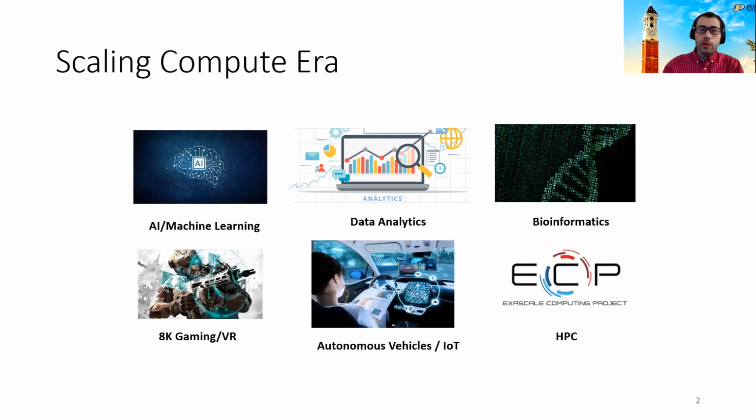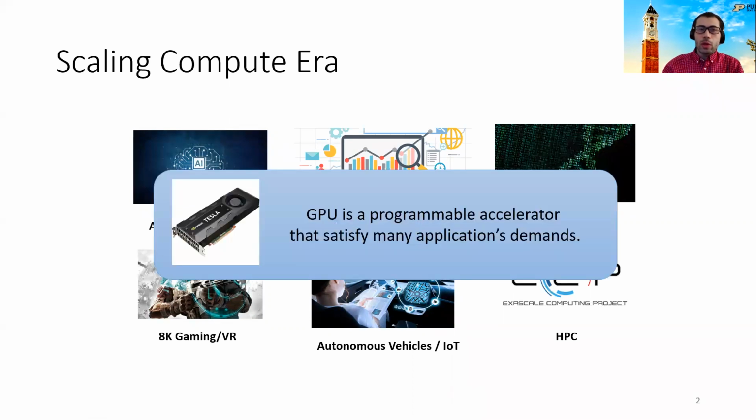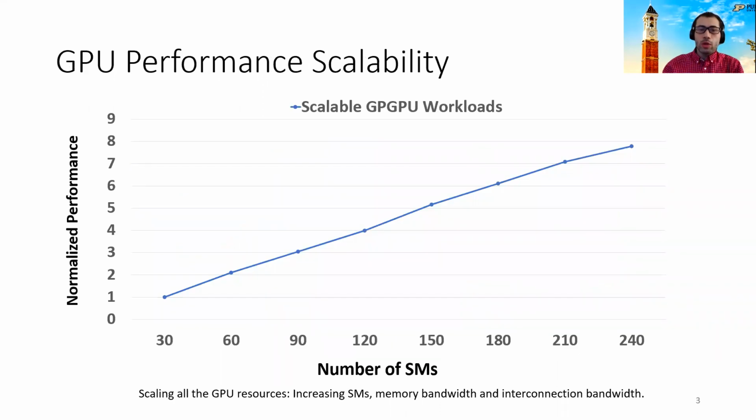There's no doubt we have witnessed the rise of new emerging scaling applications. These applications exhibit high levels of implicit parallelism, which enables performance scalability, but only if compute resources can continue to scale. GPU in particular is a programmable accelerator that satisfies many applications' demands and has been used to accelerate these emerging workloads. In this figure, we show the anticipated performance over scalable workloads if balanced GPU resources continue to scale, including the number of streaming multiprocessors and memory bandwidth.